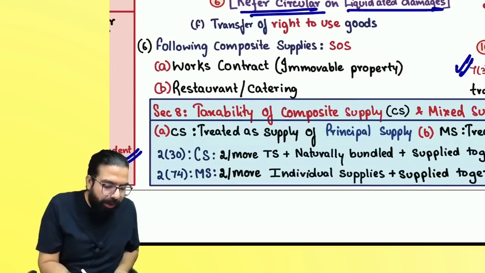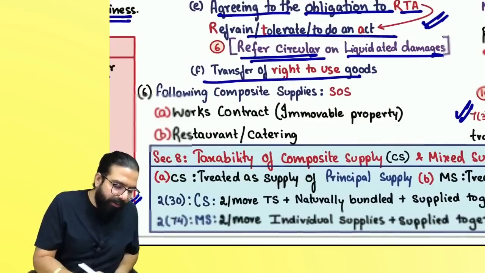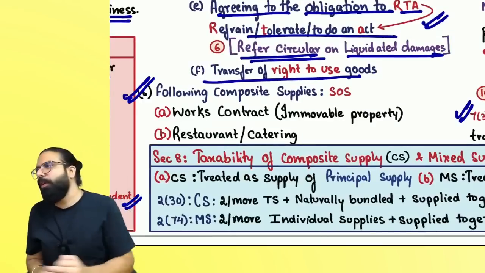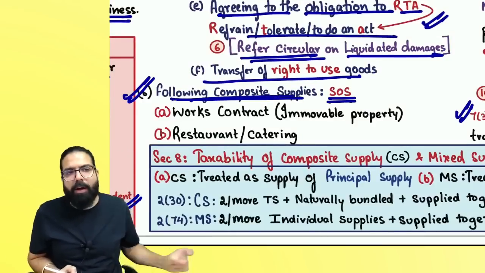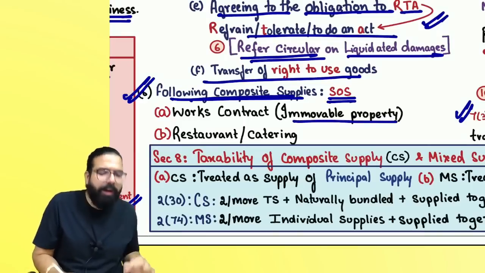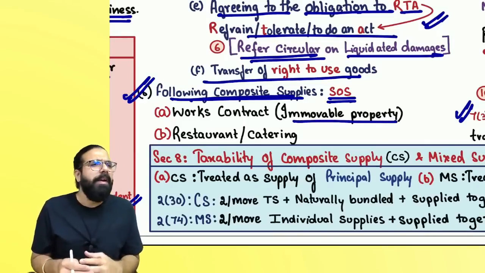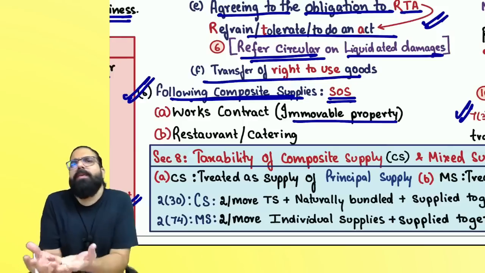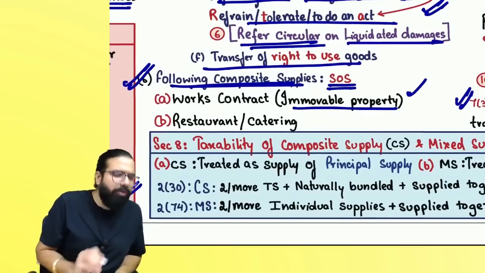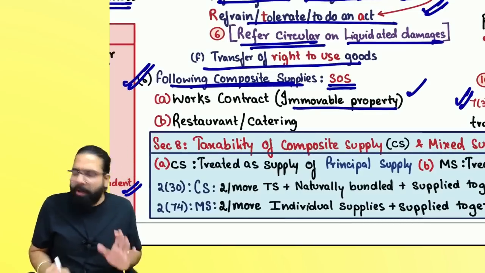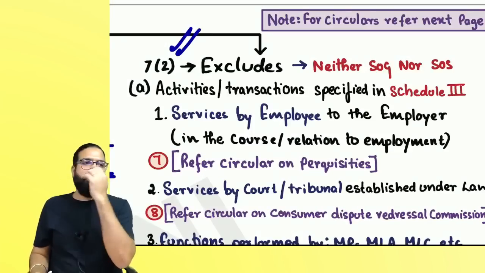The next one is transferring of right to use. Always remember, it is always a supply of service. The next is paragraph number 6 of Schedule 2, which says the following composite supplies are always a supply of service. Works contract is always in relation to immovable property. Construction, fabrication, erection, installation in respect of an immovable property is always a works contract, and a works contract is always a supply of service. Restaurant and catering is also always a supply of service.